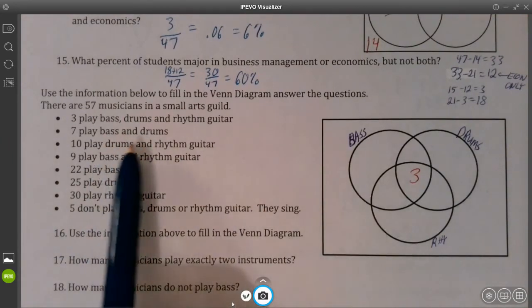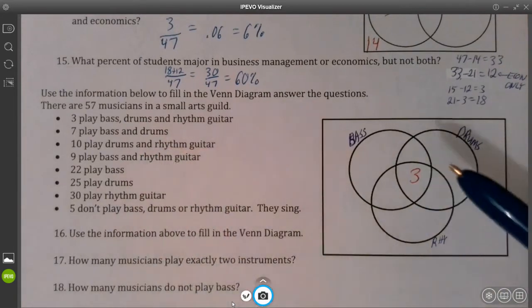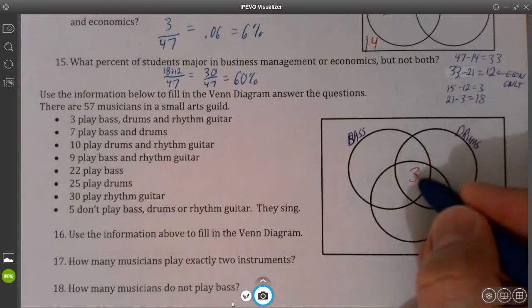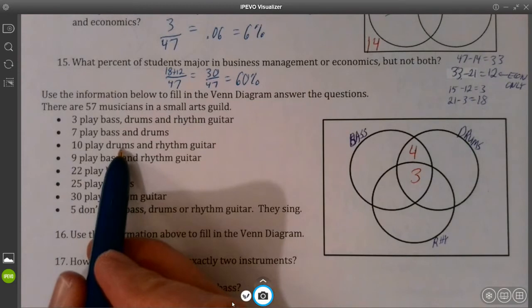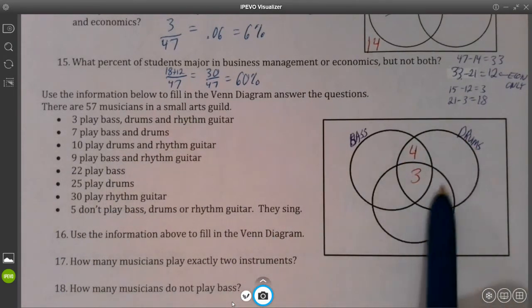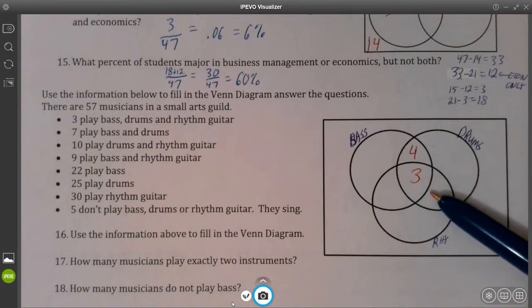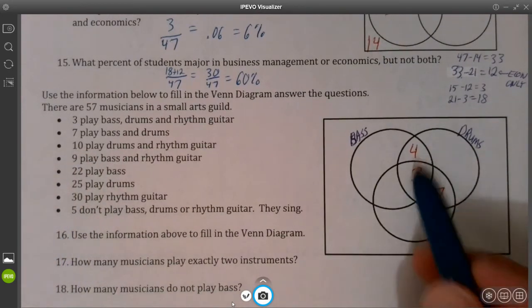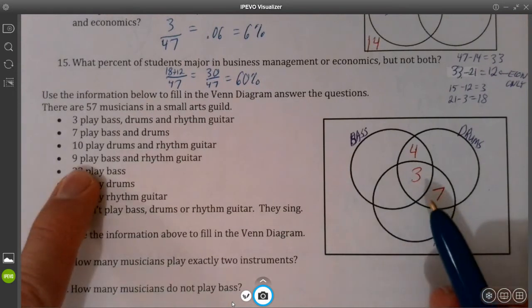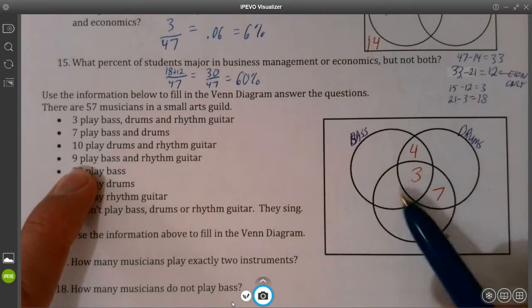If somebody plays bass and drums, they play bass and drums, but maybe they do something else. So just because this didn't say the other stuff that they do doesn't mean that they don't do it, right? So 7 people do both of these. So this is 7, which means that's 4. Okay, let's keep reading. 10 people play drums and rhythm guitar. So drums and rhythm guitar overlap here. So these two spaces, there's 10 people. See, 7 people here, 10 people here. Let's find out. 9 play bass and rhythm. They play bass, they play rhythm. They're here. This is 9, so that must be 6.